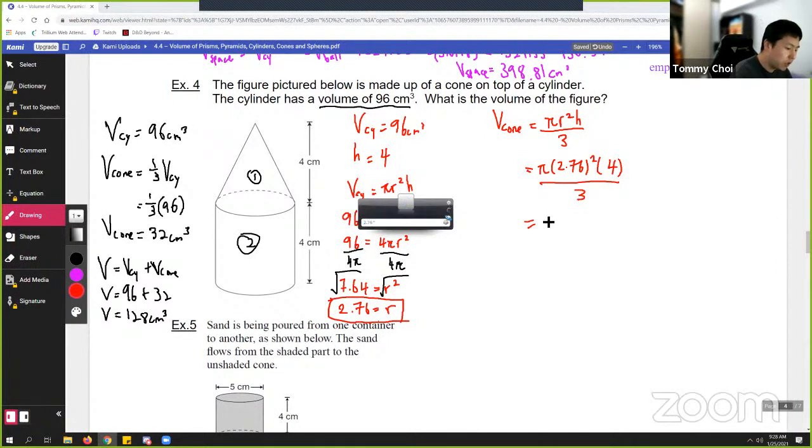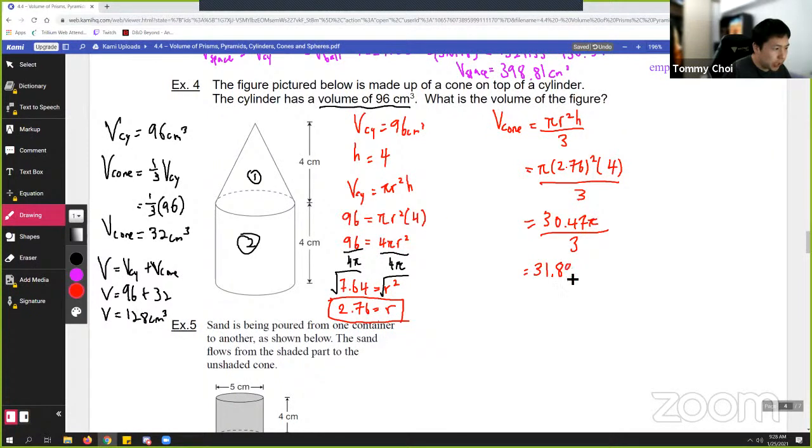Okay, so 2.76 times 2.76 times 4. We get 30.47 pi divided by 3. We then multiply that out, 30.47 times 3.14 divided by 3, and we get 31.89, which can be rounded, right? We know that it can be rounded, so that's approximately 32. And we should get the same answer, essentially, right? So it's pretty close to 32.